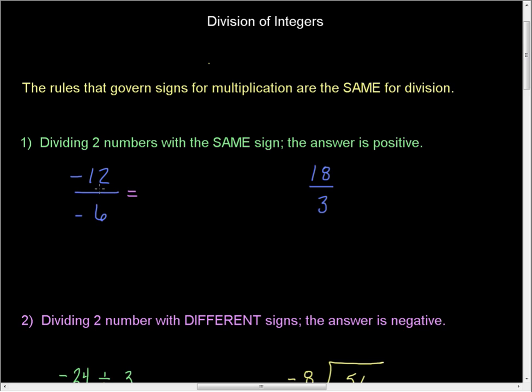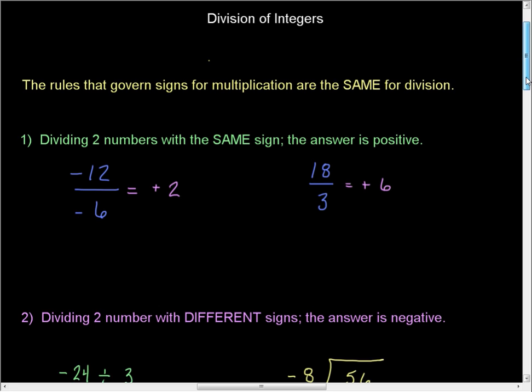So if I've got negative 12 divided by negative 6, it's going to be a positive answer, and then 12 divided by 6 is 2. Likewise, if I have 18 divided by 3, it's going to be a positive answer. 18 divided by 3 is 6. So those are just illustrations.